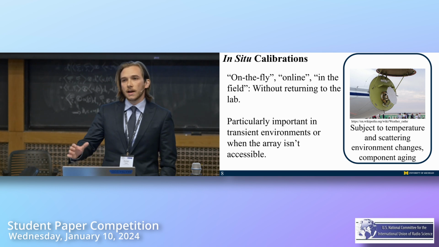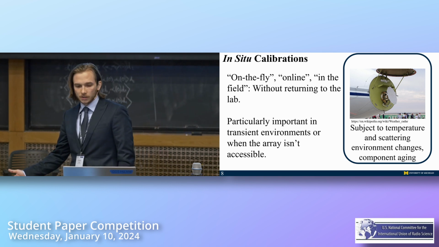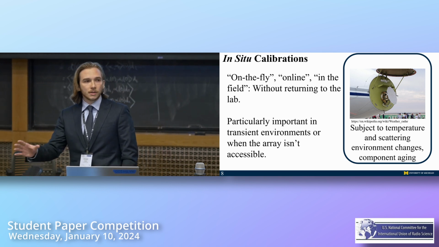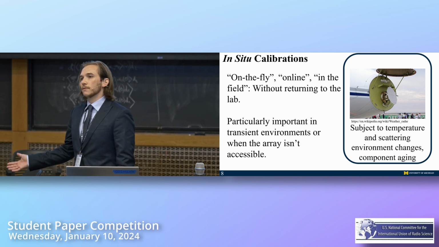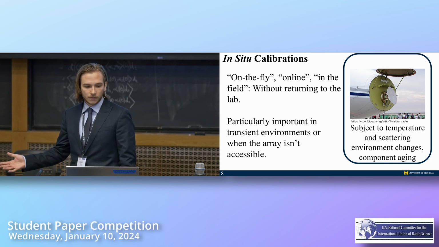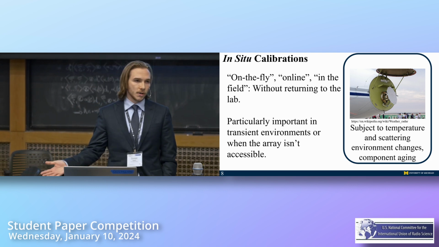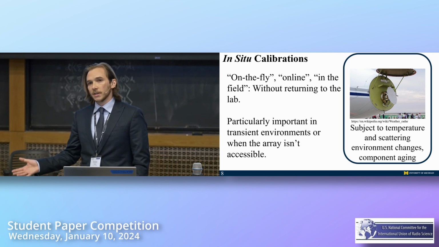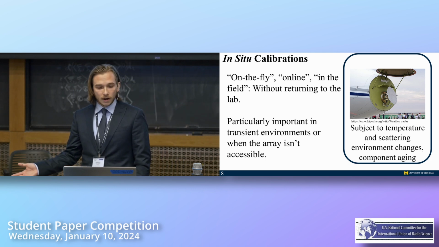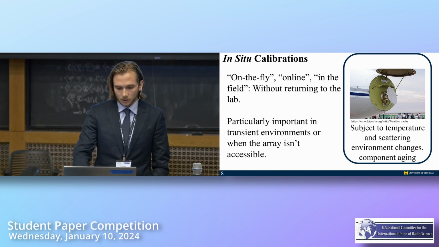So the class of in situ calibrations has the goal of calibrating on the fly or online without the ability to return to a stable environment like your lab or your factory. And this is particularly important when you're in a transient environment or when you have an array mounted on something like aircraft or spacecraft where the array is not accessible to retrieve and do additional calibration testing on.